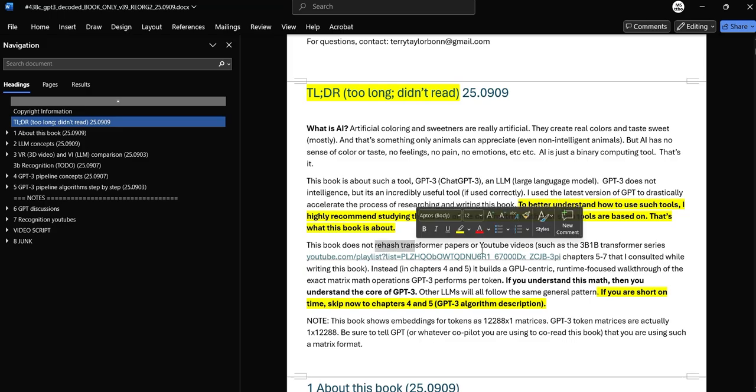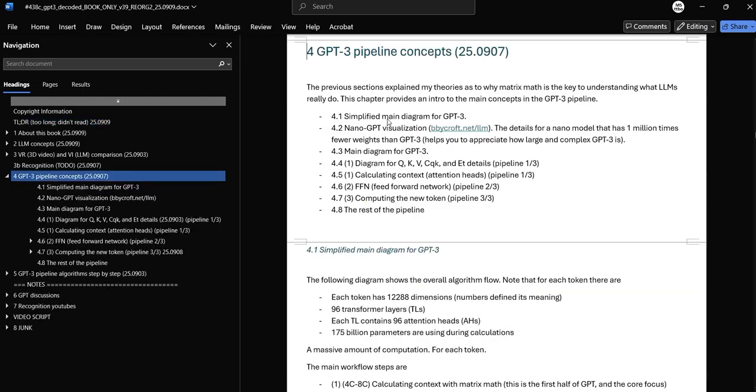This book doesn't just rehash a lot of videos or other material. There are a lot of very original ideas in it. And if you understand this math, you'll understand the core of GPT-3. So I say here, if you're short on time, skip to chapters 4 and 5. Chapter 4 is meant as a concept chapter.